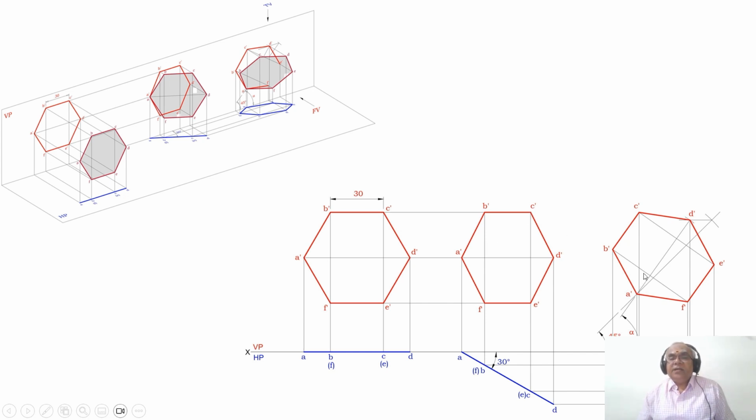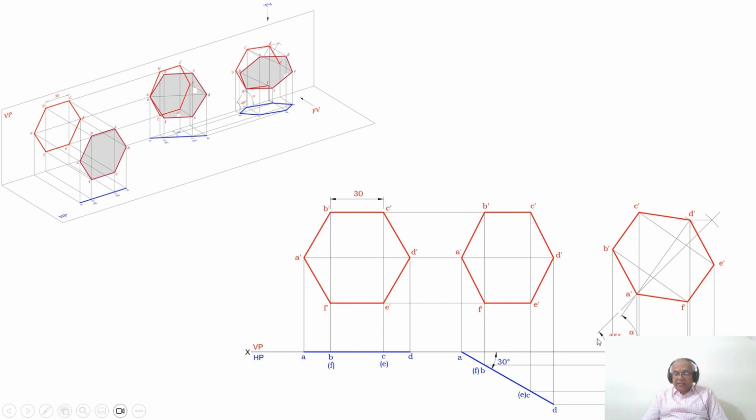So with this as center, cut it on this perpendicular line and also on this side. Similarly with the same point, you cut it on this line and also on this line. And you mark these points as B dash, C dash, E dash and F dash. Then join A dash to B dash to C dash to D dash to E dash to F dash and F dash to A dash with a dotted line.